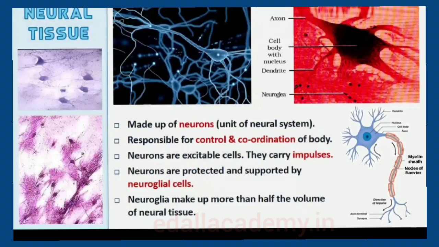7.1.4 Neural tissue. Neural tissue exerts the greatest control over the body's responsiveness to changing conditions. Neurons, the unit of neural system, are excitable cells. The neuroglial cells, which constitute the rest of the neural system, protect and support neurons. Neuroglia make up more than one-half the volume of neural tissue in our body.